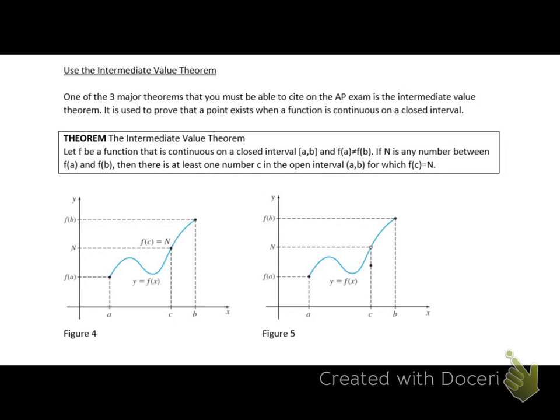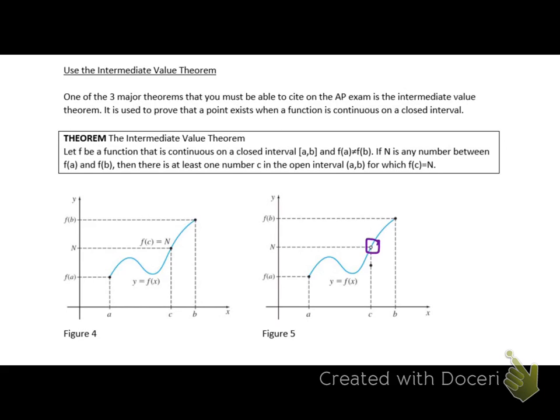If you look at this figure 5, notice there's that open circle right here. And so because it's open, it doesn't follow that theorem, right? It's not a continuous function, so points can exist elsewhere. So that n value doesn't have to actually exist, even though it's between f of a and f of b. But that doesn't follow the theorem. Figure 4 is the theorem.